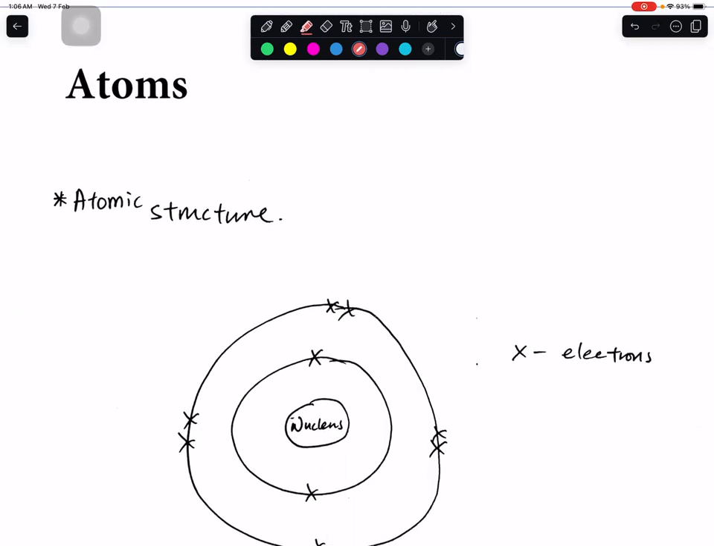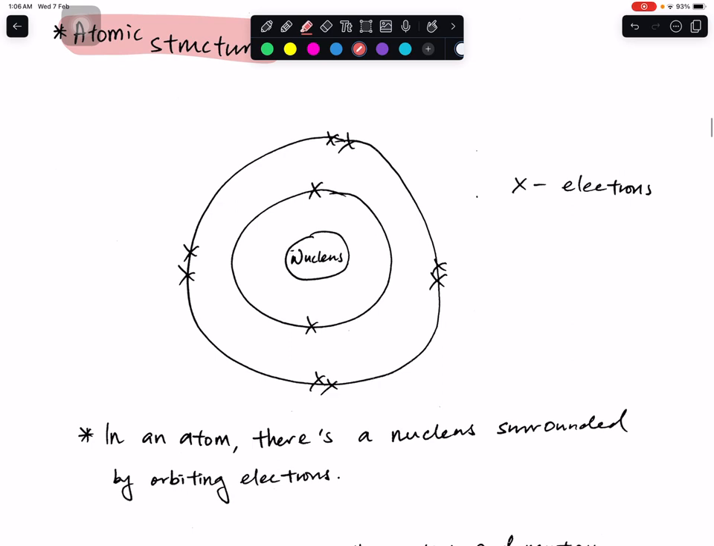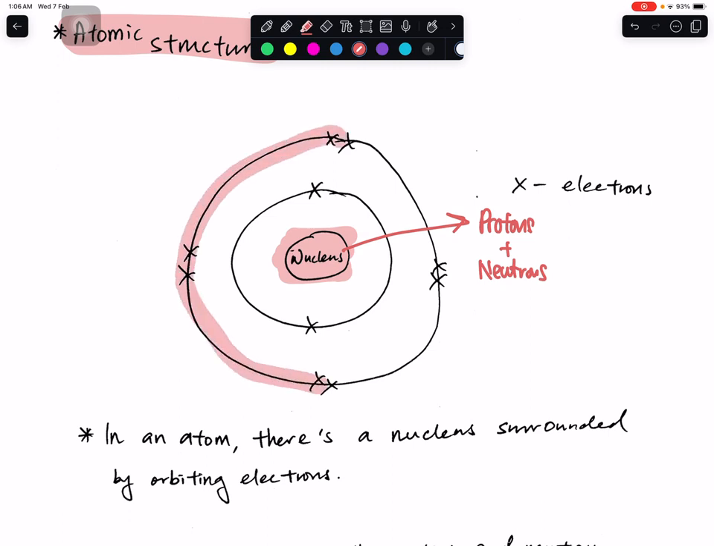Okay, so for the first part, we're going to talk about the atomic structure itself. How does an atom look like on the inside? Over here, you actually have the nucleus on the inside. Inside the nucleus will be two subatomic particles: your protons and your neutrons. Surrounding it, what do we have? We will have your electron shells, and over here the crosses will actually represent the electrons.